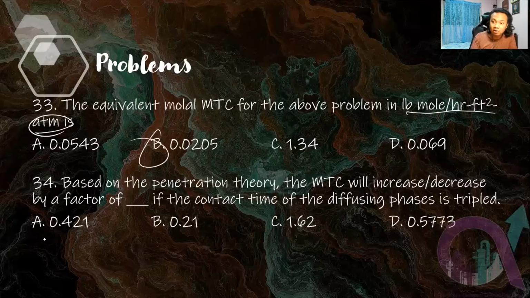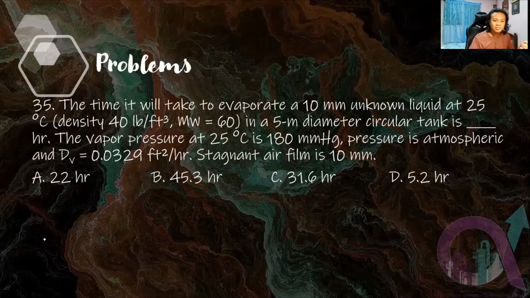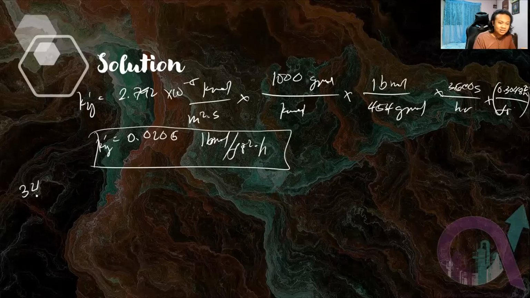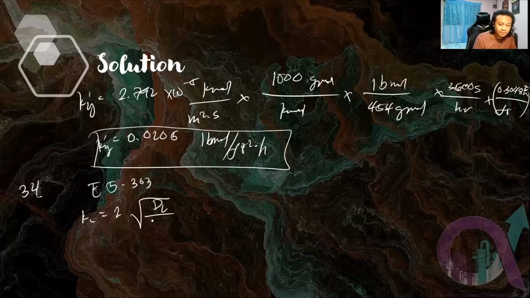Okay, so number 34, we are almost done. 34, penetration theory. Where can you find this in your Perry's? You can find this in your Perry's. Just check equation 5-303. Okay, so this is what is written there. KL is equal to 2 times the square root of DL over pi t. Okay, so just take out the square root of pi. You will have 1.13 times the square root of DL over t.